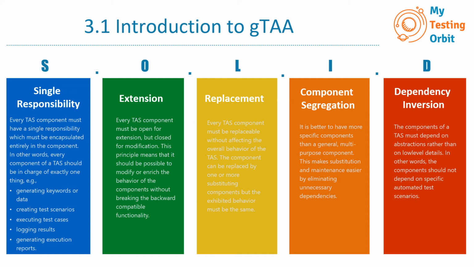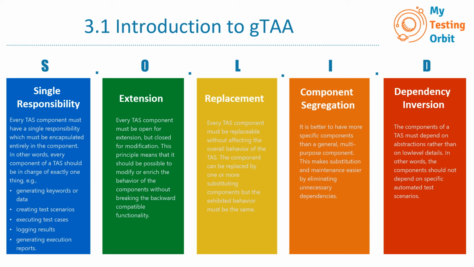The last one, which is referred to as D, is the dependency inversion principle. It says that the components of a test automation solution must depend on abstractions rather than on low-level details. In other words, the components should not depend on specific automated test scenarios. Okay, so these are the principles which the TAA of a TAS complies with.